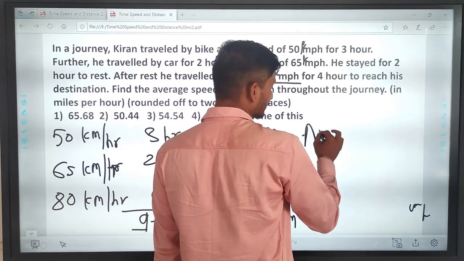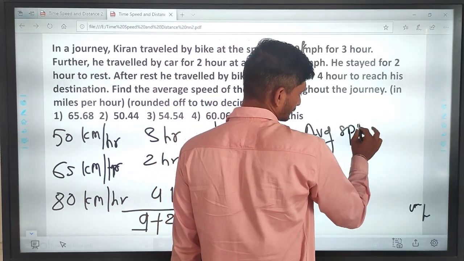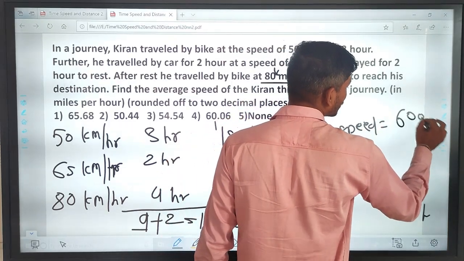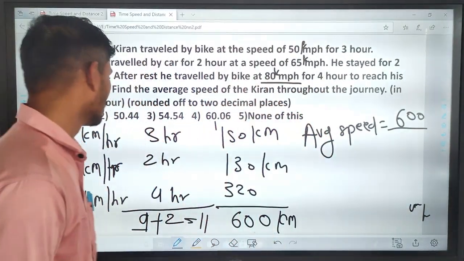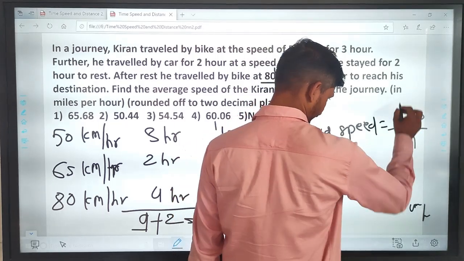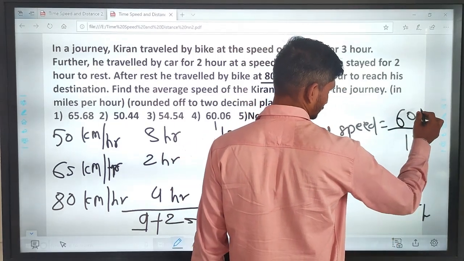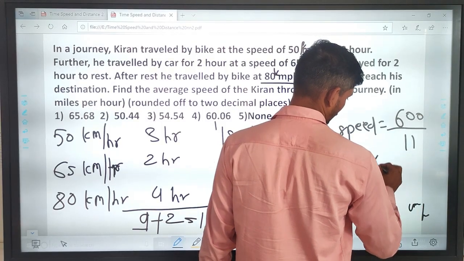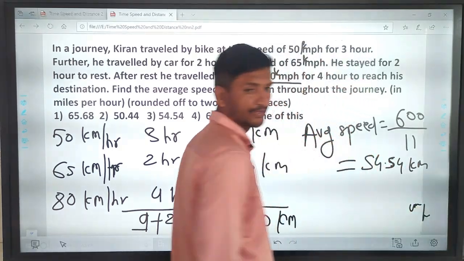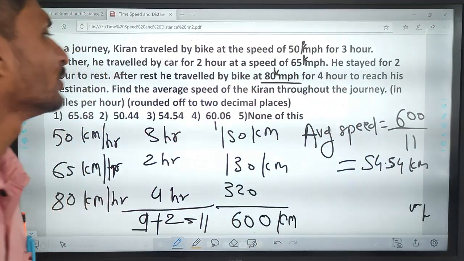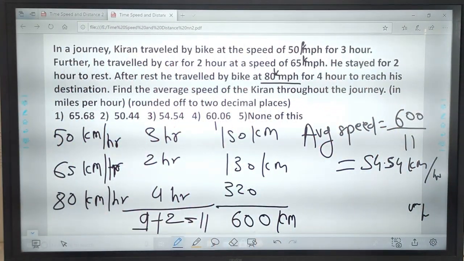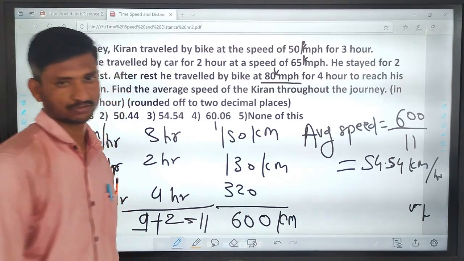Then average speed is equal to total kilometers divided by total hours. Now average speed is 54.54 km per hour. Your average speed is 54.54 km per hour. Now stop here.